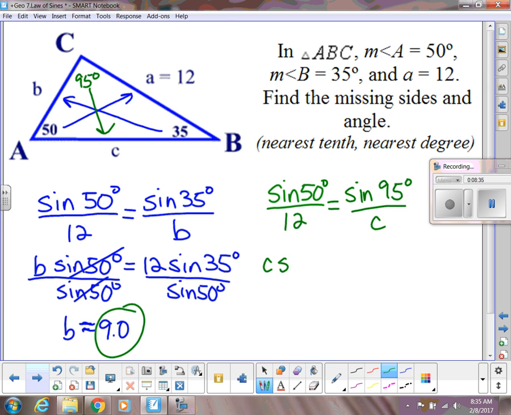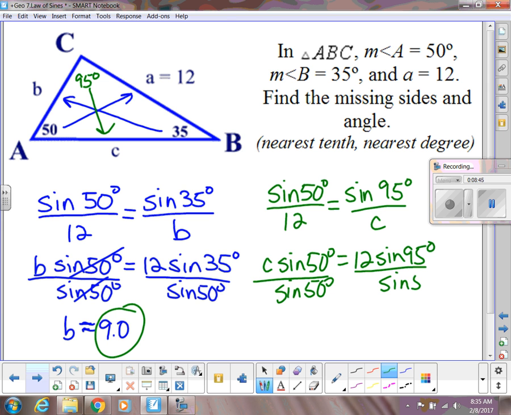So again, we're going to cross multiply. And divide. And then just type all of that in to your calculator. Just make sure to close your parenthesis after 95. And I'm getting C is about 15.6. Okay, so then we've solved this triangle, even though it's not a right triangle, just using the law of sines.